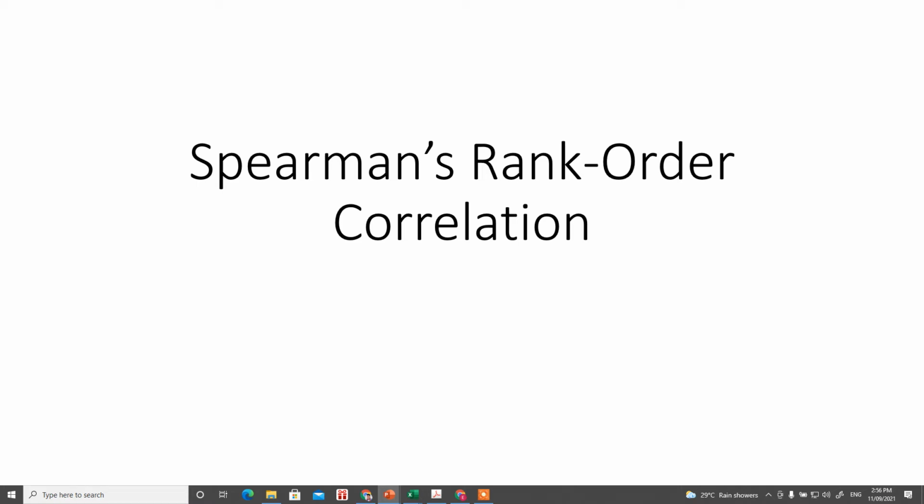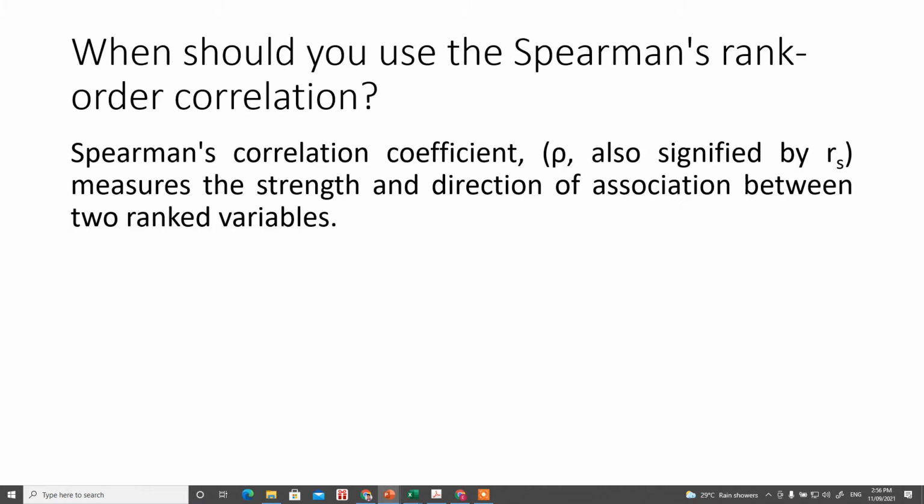Okay. So Spearman rank order correlation. When are we going to use the Spearman rank order correlation? Spearman's correlation coefficient. This symbol is actually a Greek letter for R. That's rho. That's why in some references it is Spearman rho correlation. This is the letter R of the Greek alphabet, signified by r sub s.